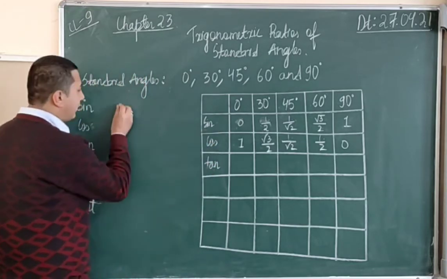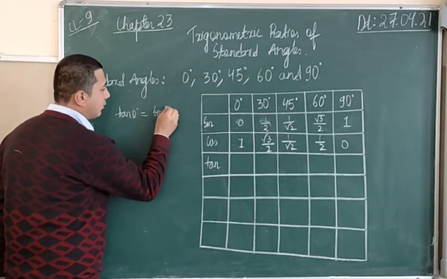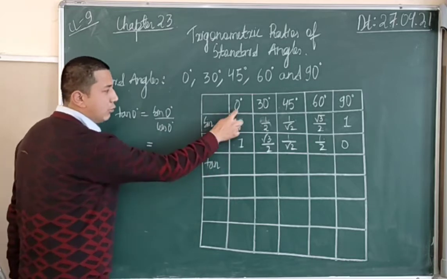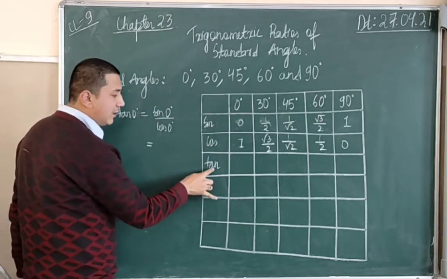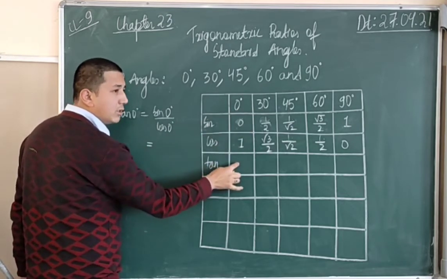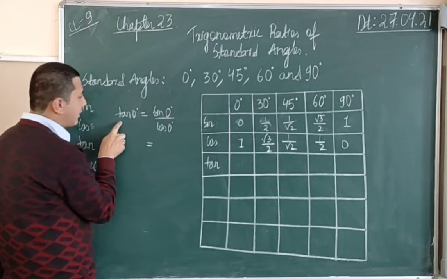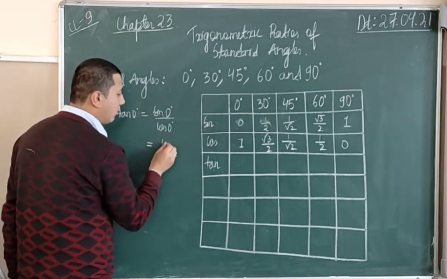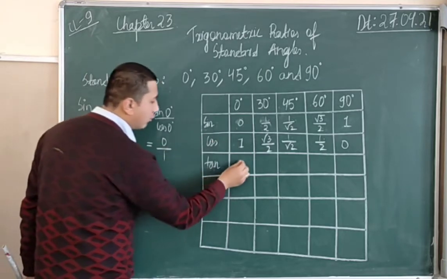So tan 0 degree will be sine 0 by cos 0, isn't it? Tan 0 degree will be sine by cos according to the formula. So tan 0 degree, which is out here, will be sine 0 by cos 0. What is sine 0? Sine 0 is 0 and cos 0 is 1. So 0 by 1 is always equal to 0.